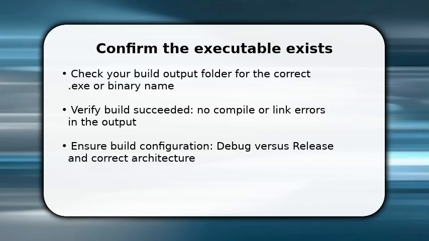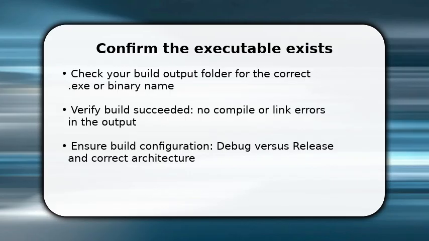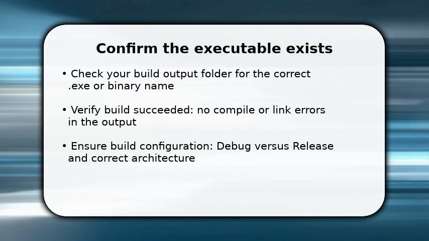You need to confirm the program actually exists before debugging. First, build the project and inspect the output directory for the exact executable name. Once done, make sure the build reported 0 link errors. Failed links often produce no binary.